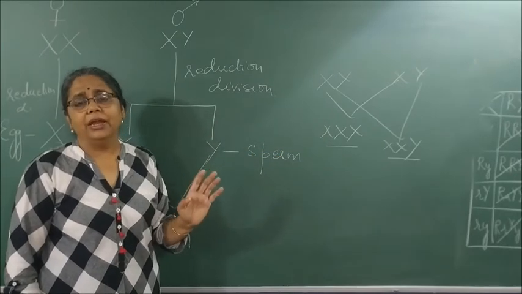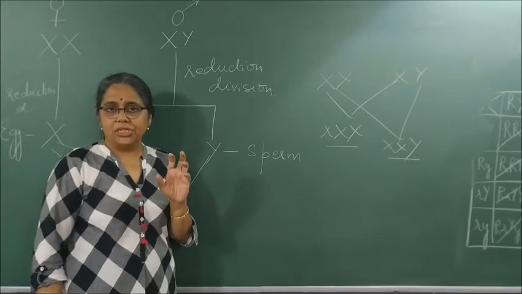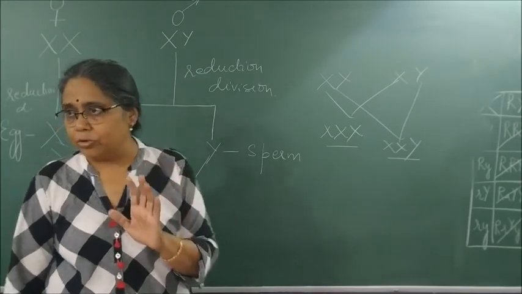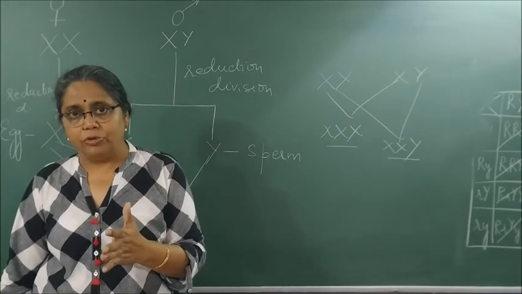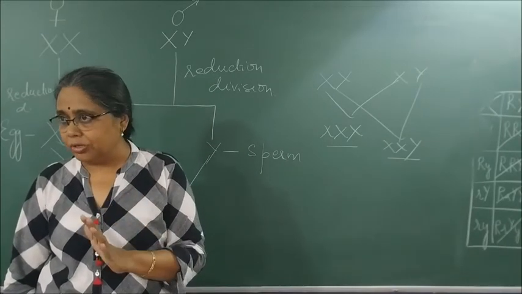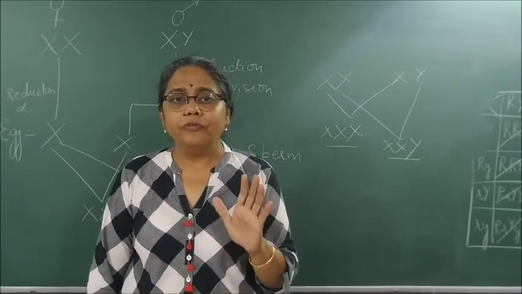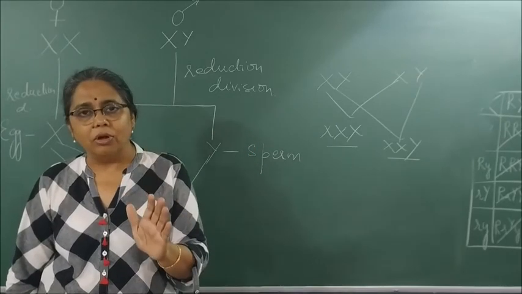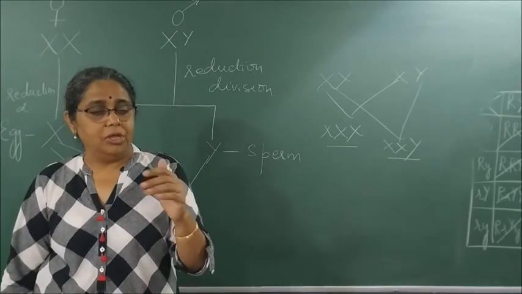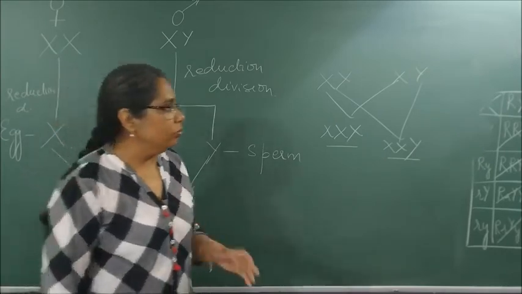Always understand that when inheritance takes place, it takes place in particular cells which are called sex chromosomes. All other chromosomes which are not sex chromosomes are called autosomes. We have how many pairs? 23 pairs of chromosomes, out of which 22 pairs are not involved in sex, and they are called what? Autosomes. These autosomes are responsible for different characters.